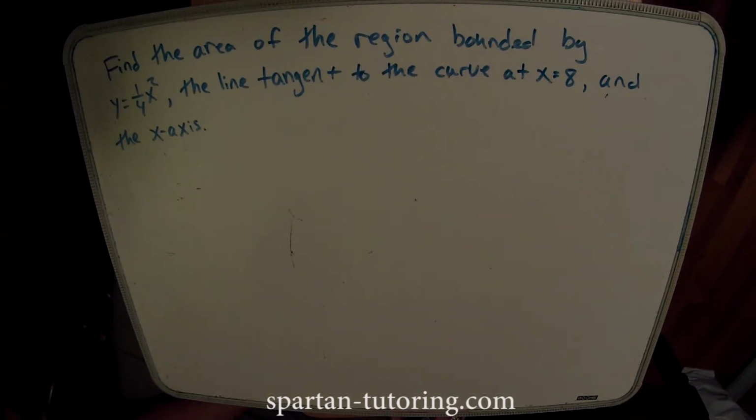Alright, I absolutely love this problem. This is a great problem. It says find the area of the region bounded by y equals 1/4 x squared, the line tangent to the curve at x equals 8, and the x-axis.